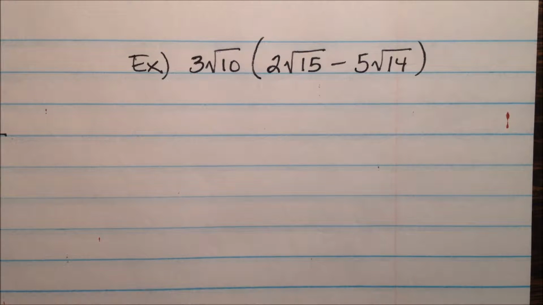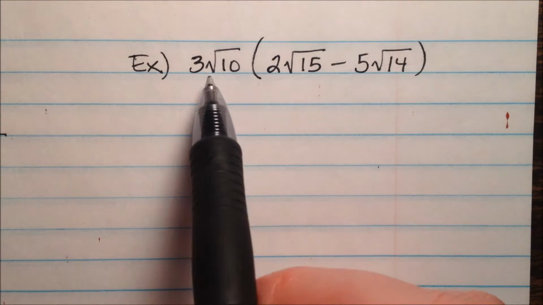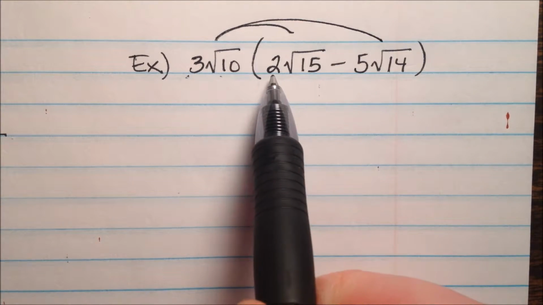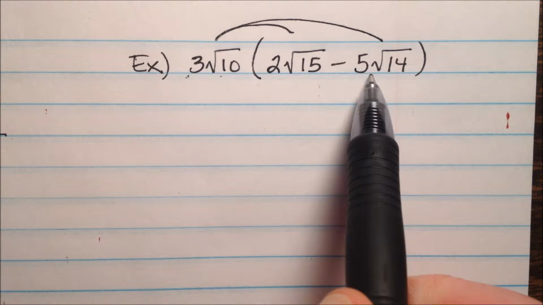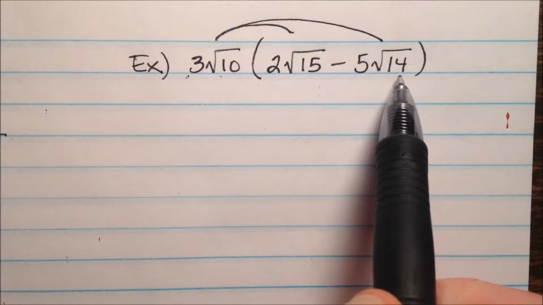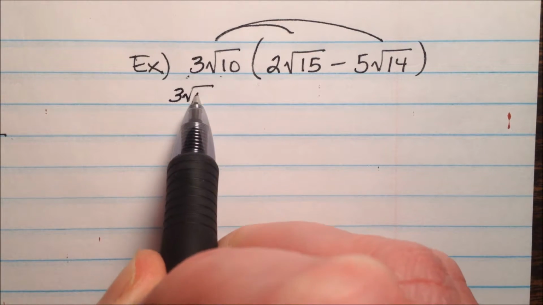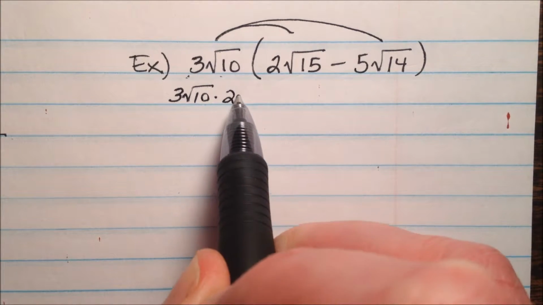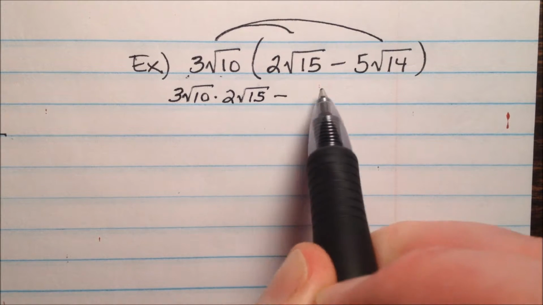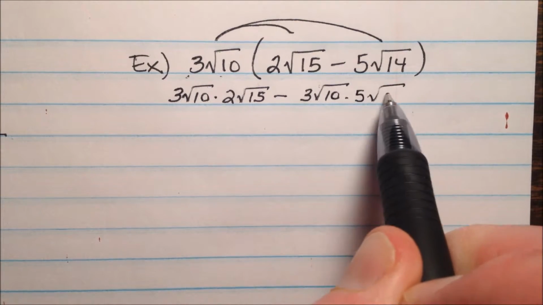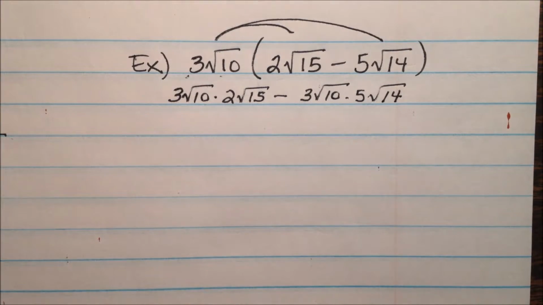This example is going to use the distributive property once again to take this 3 radical 10 and distribute it into this quantity, 2 times the radical of 15 minus 5 times the radical of 14. So again, we have this 3 times the square root of 10 times 2 times the square root of 15 minus 3 times the square root of 10 times 5 times the square root of 14.